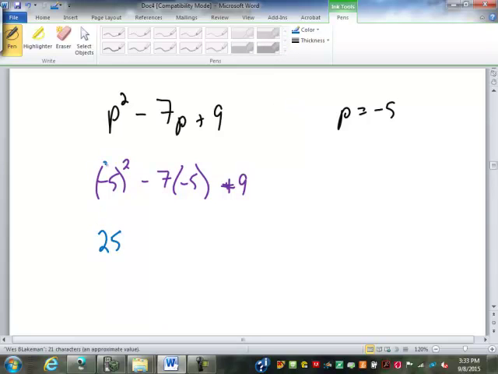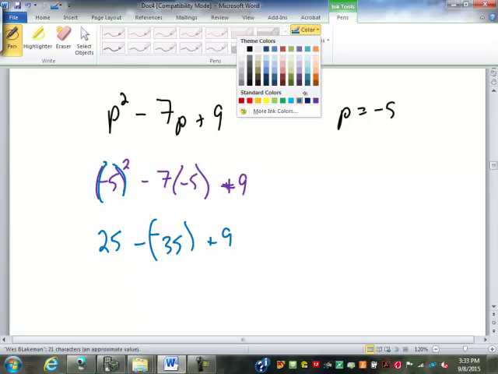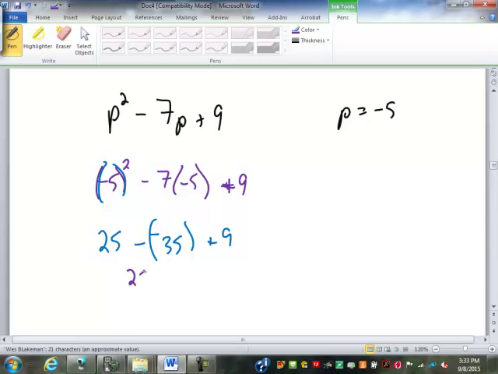When you enter it in your calculator, you have to use the parentheses just like I have it written out there. Then, of course, minus 7 times a negative 5 is going to be a negative 35. So now you have 25 minus a negative 35 is the same as 25 plus a positive 35. That adds up to be 60, plus 9 is 69.